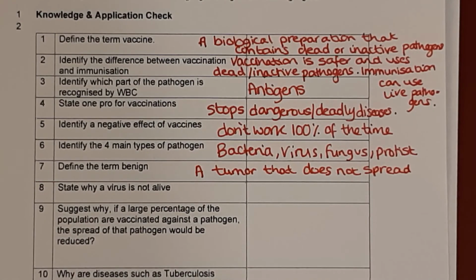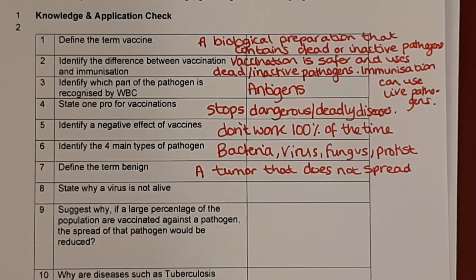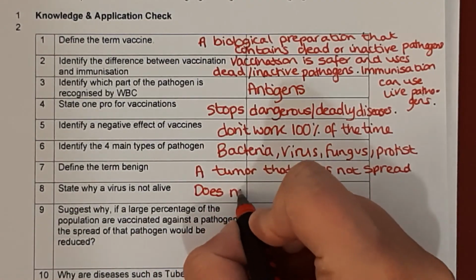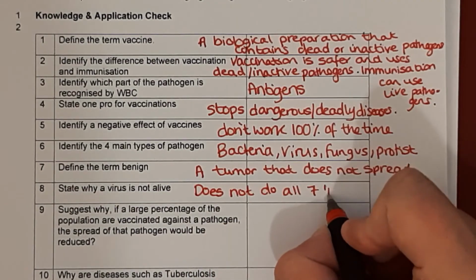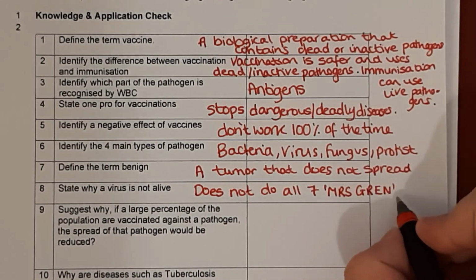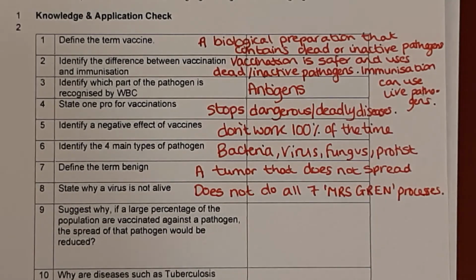Question 8. State why a virus is not alive. So that's because it does not do all 7 of the processes required for life outlined by the mnemonic Mrs Gren. To recap, these 7 processes are movement, respiration, sensitivity, growth, reproduction, excretion, and nutrition.